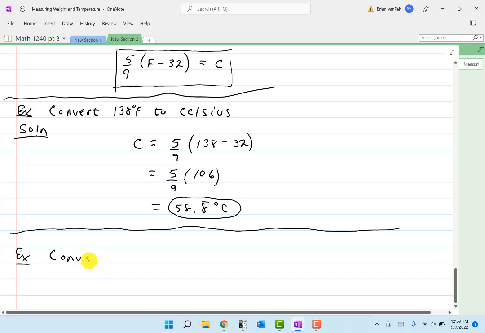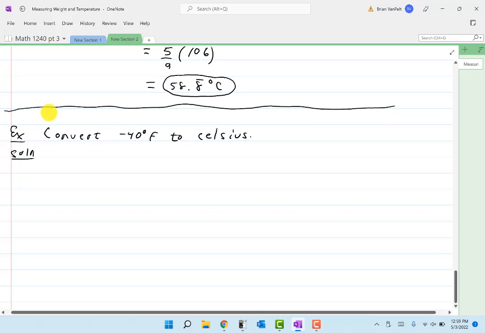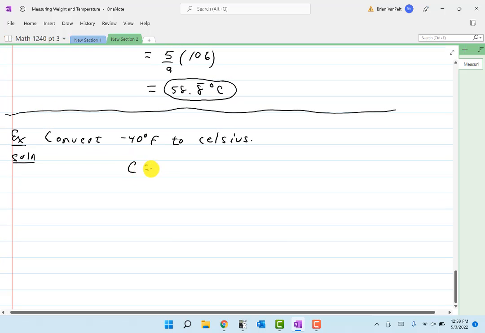Convert negative 40 degrees Fahrenheit to Celsius. We know negative 40 to be extremely cold. Let's use the formula that we have. C is equal to 5/9. I'll write it again. F minus 32. That's 5/9. My F is negative 40 minus 32. That'll be 5/9 times negative 72.